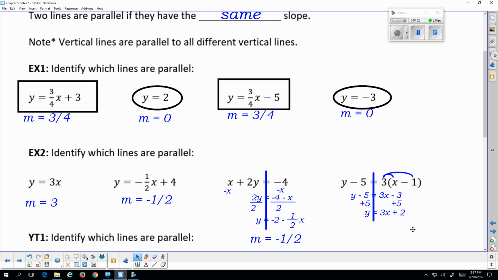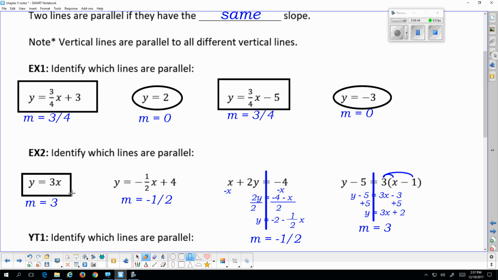That's going to give us +2. And now y is by itself, so now we can see what is the slope of that line. Slope of that line is 3. And now we need to determine which two lines are parallel. So what are two lines that you see that are parallel? They have the same slope.